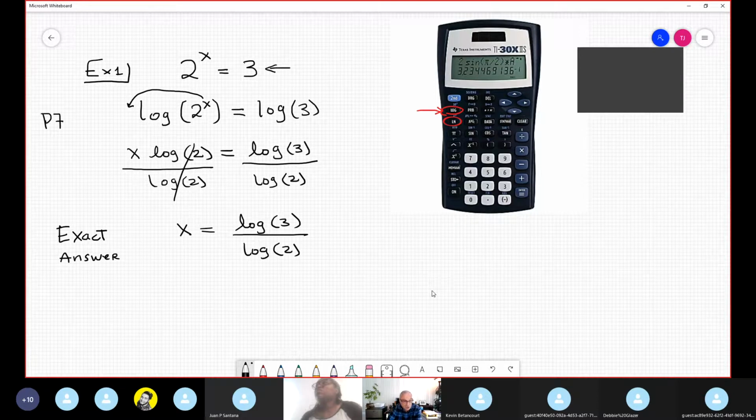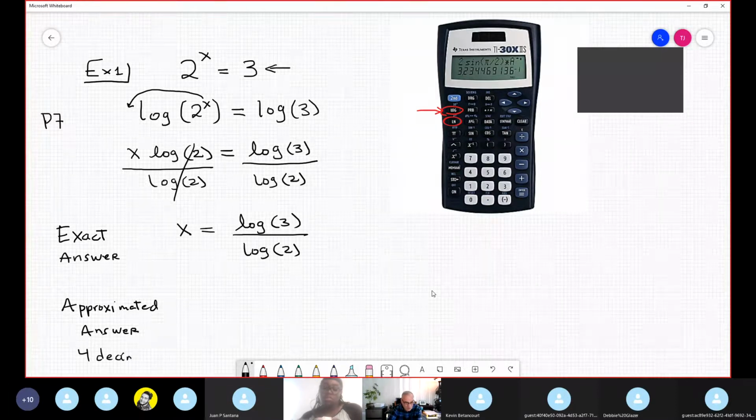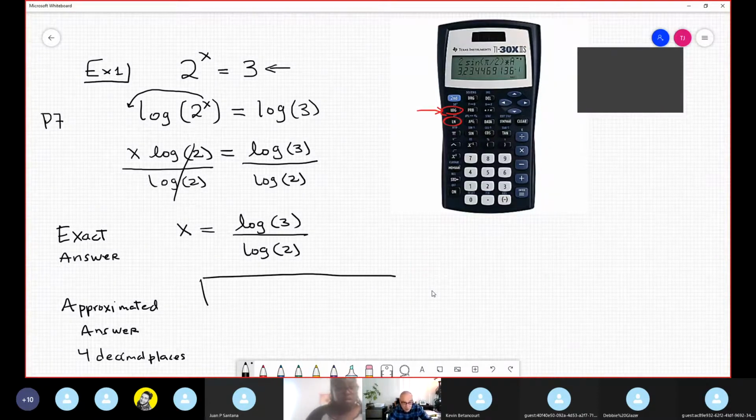So you need to put this in there. Now you try to find the approximate answer. And always in the test, there is a specification of how many decimal places. Suppose, conventionally, but it depends on the test, 4 decimal places. So you put it in a calculator. Come on, let's do it together.